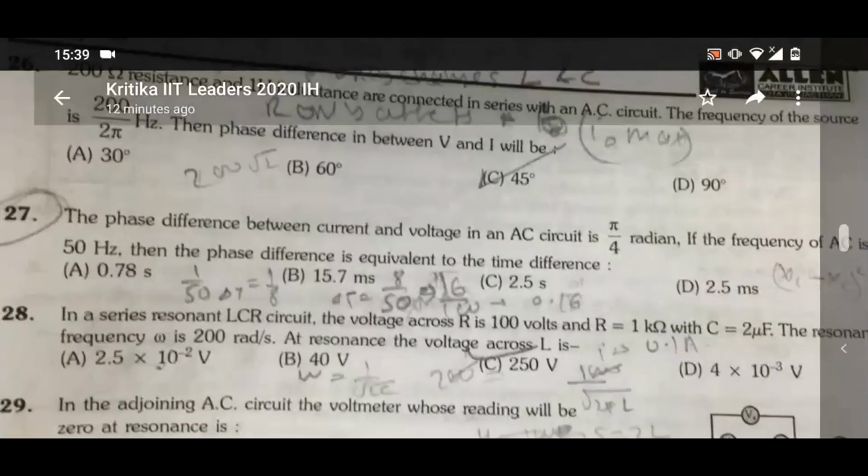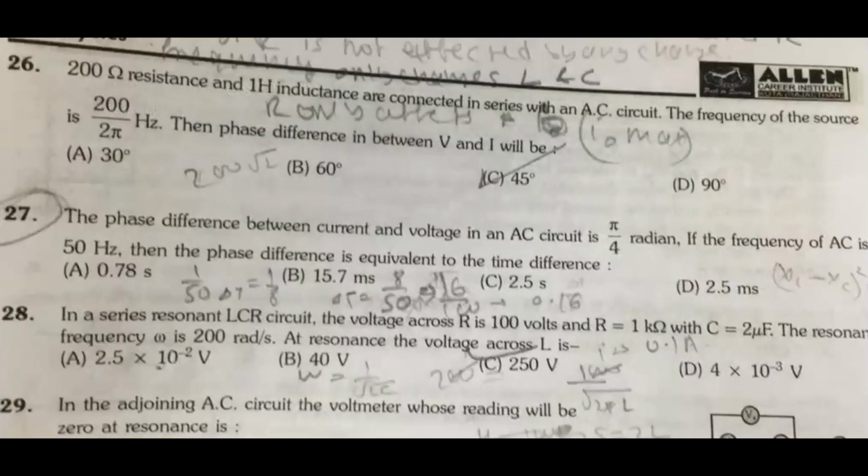Now let's move on to another doubt you have, Kritika, this question, the difference between current and voltage. The 27th one, that second question. Okay. Both of you just take a look at this question. I will discuss.